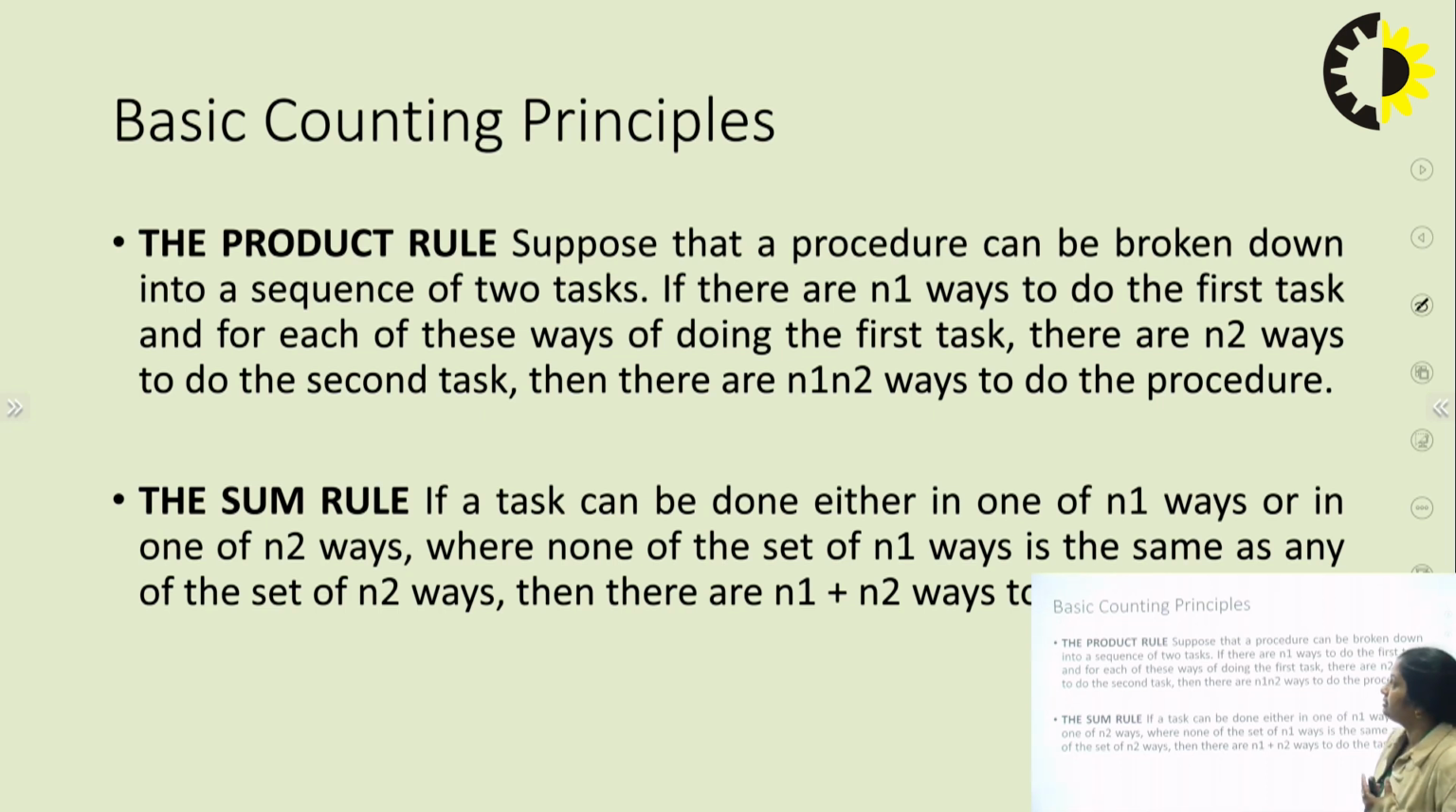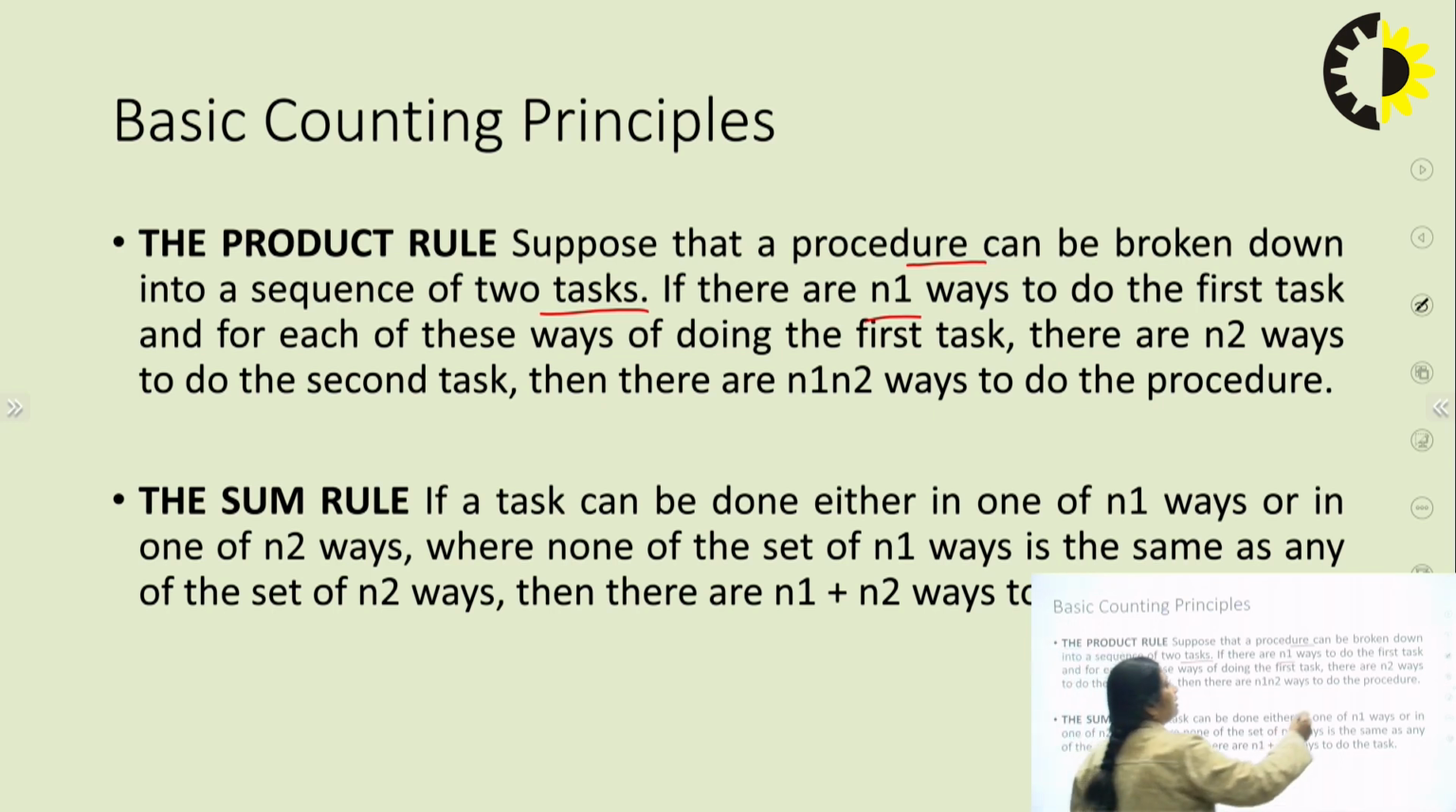Let us consider we have a procedure that can be broken down into a sequence of 2 tasks. We have a procedure that we have divided into 2 parts. There are n1 ways to do the first task, and for each of these ways of doing the first task, there are n2 ways to do the second task. So we have divided the total work into a sequence of 2 tasks: first task, then second task.